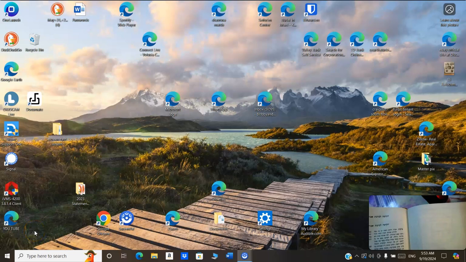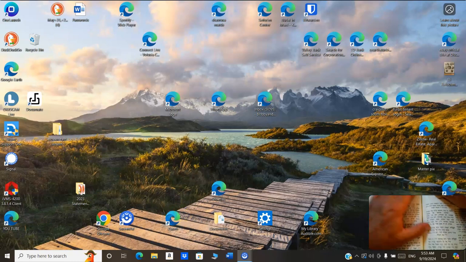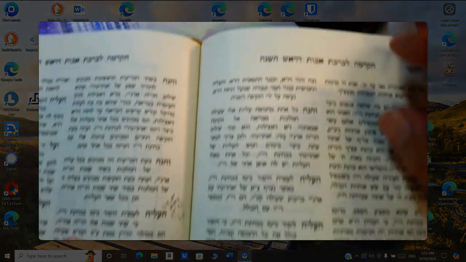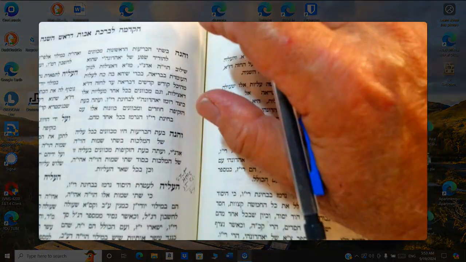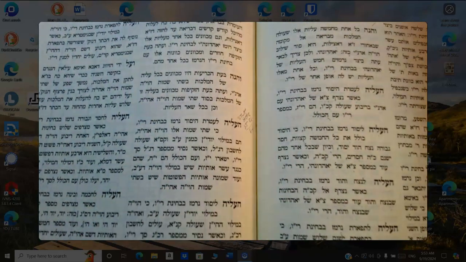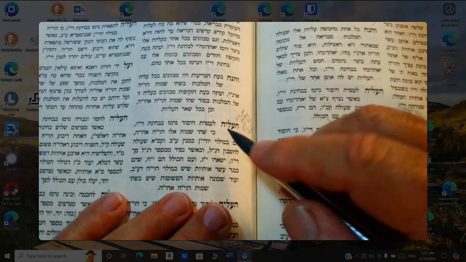We're going. This is Hagdama. We're in the Hagdama, the Birchas Avos, the Rosh Hashanah. So we're going through this, and what we're finding out is that the word Rayo is extremely important to everything that's happening at the beginning of the davening, the Shemona Esrei and Rosh Hashanah.